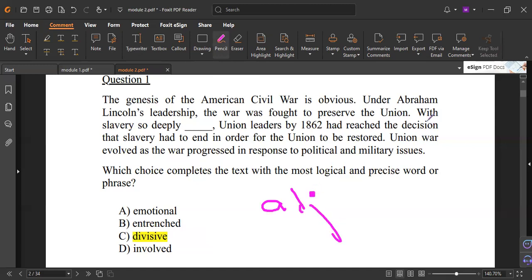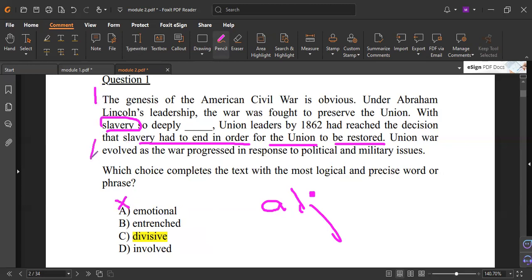We need to know. With slavery so deeply... So, adjective to describe the slavery. So, slavery is what? And then we have consequence. Union leaders had reached the decision that slavery had to end in order for the Union to be restored. So they wanted to stop the slavery, so we can build the Union and then restore the Union and live in peace. So slavery is emotional, does not work with sense.